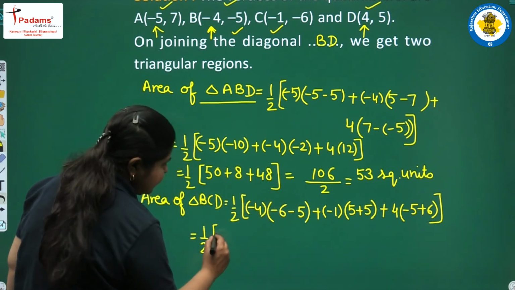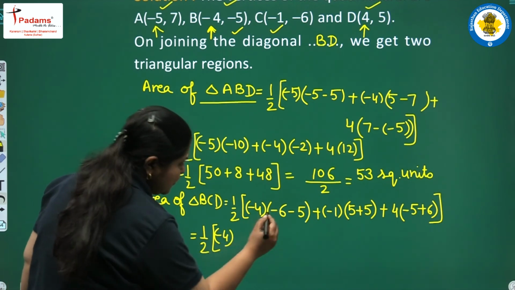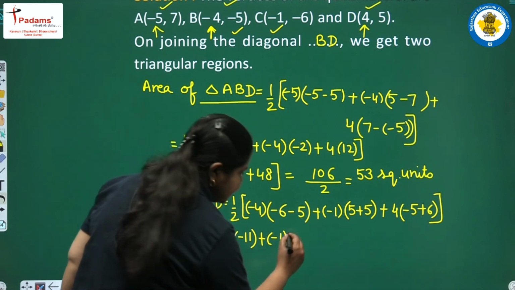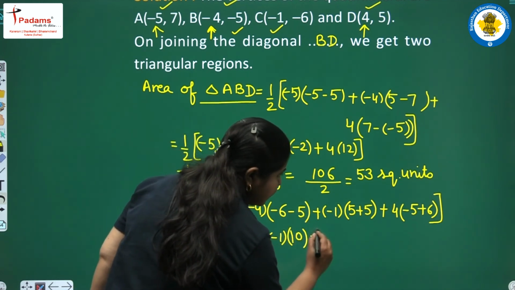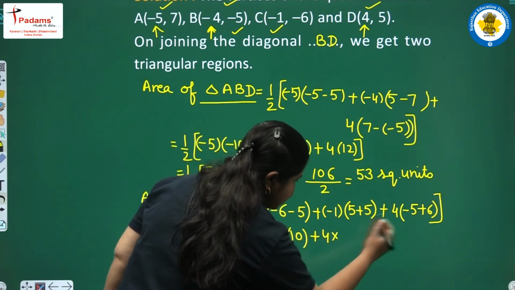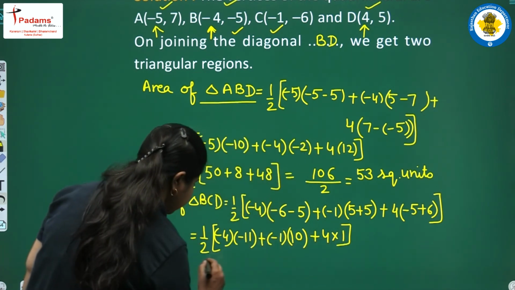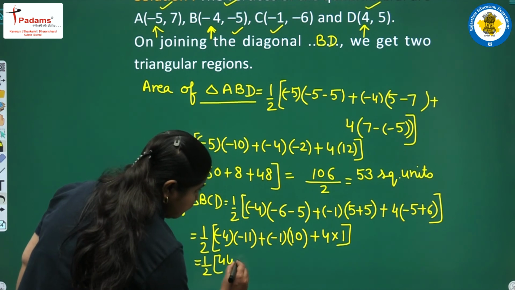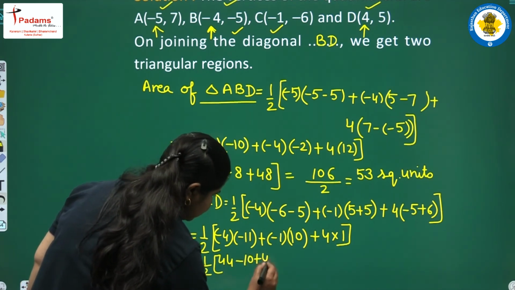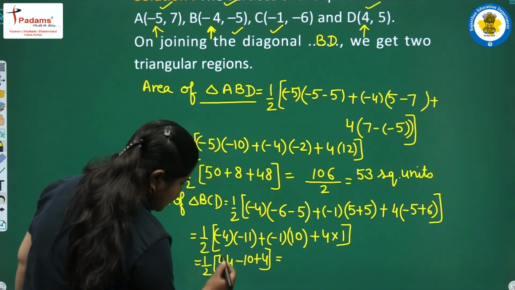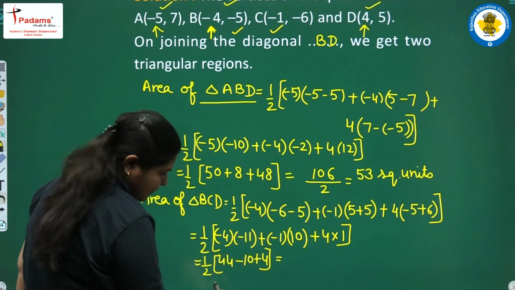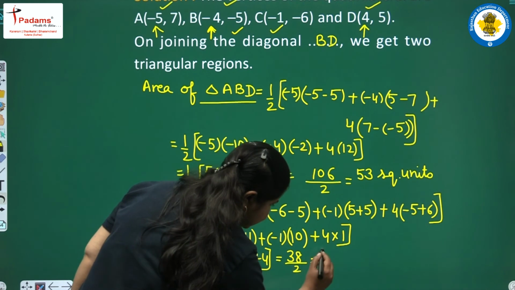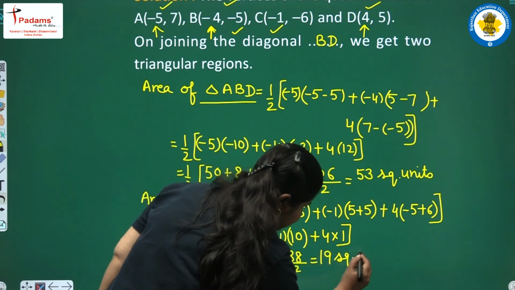Half into this will be -4 into this will be -11 plus this will be -1, this will be 10 plus 4 into 6 minus 5, it's 1. Again on solving, half into this will be 44 minus 10 plus 4. So it will come out to be 44 plus 4, 48 minus 10, it will be 38 upon 2, that is 19 square units.